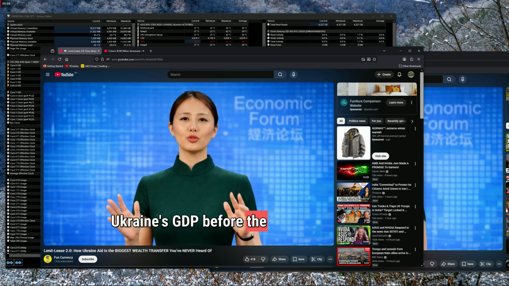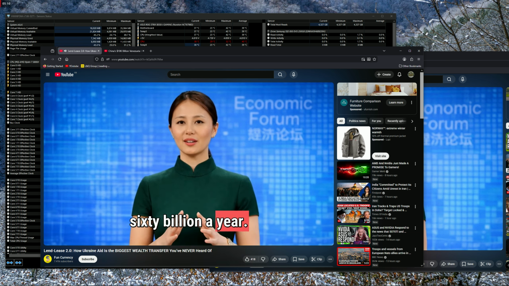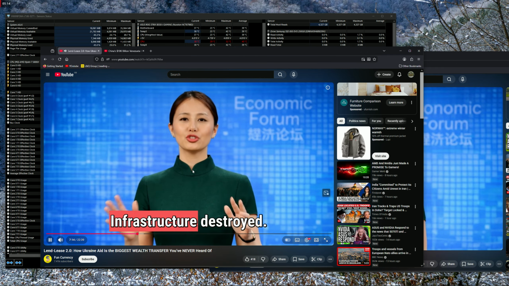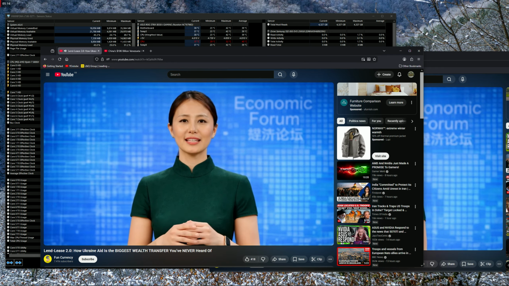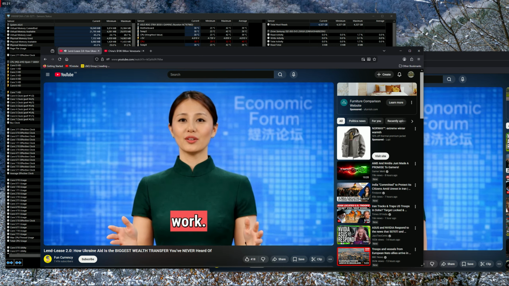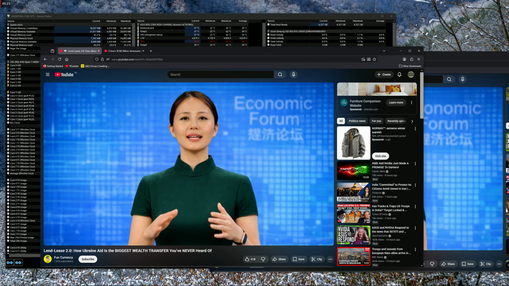Ukraine's GDP before the war was 160 billion a year. Now it's down to 100 billion. Their economy is shattered, infrastructure destroyed, millions of people have left, and they owe 34 billion in loans, plus interest. The math doesn't work. Ukraine owes 34 billion at 2 to 3% interest.